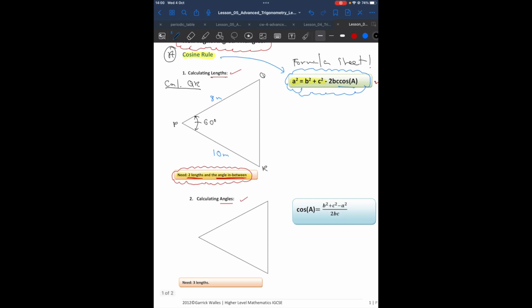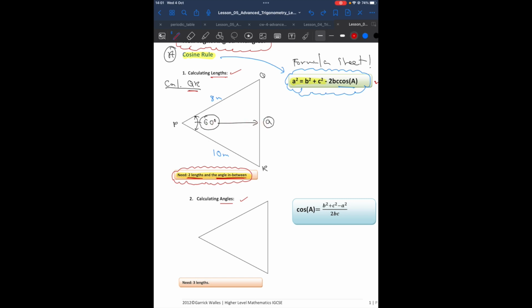So the 60 degrees looks at the length little a. Now that will be the length that you're asked to calculate. Q to R in this case is this length here, and that's the length we want to work out, and that's what we're going to call little a. But the important thing is that length a is the length opposite the angle that you're using. In this case, it's the length that the 60-degree angle looks at.